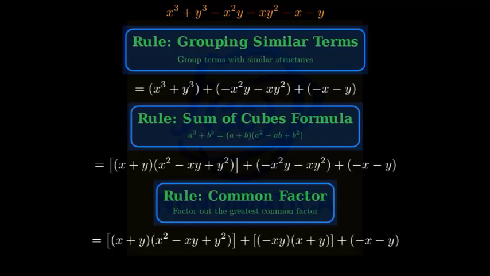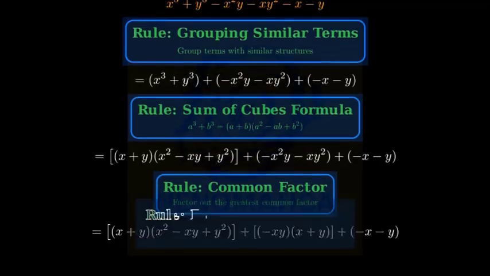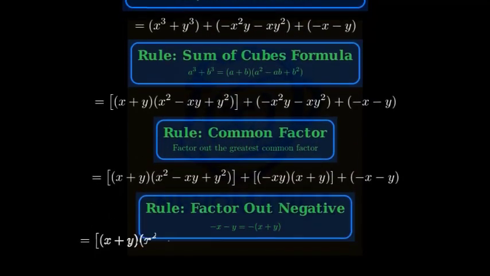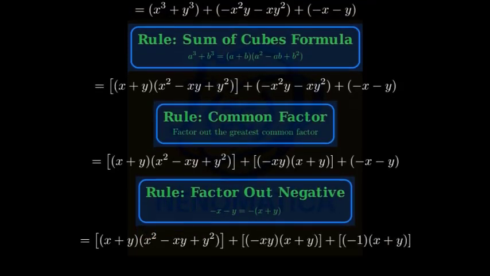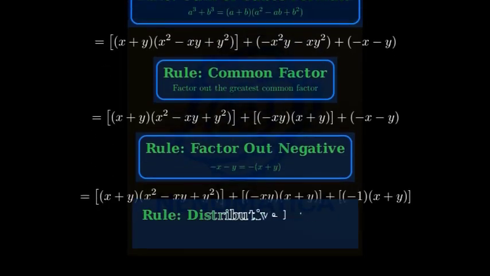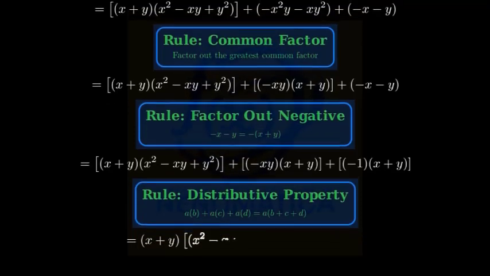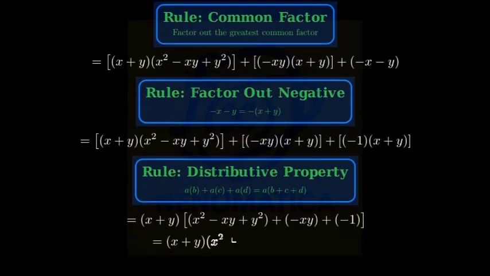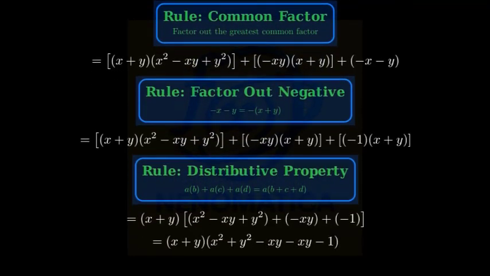Step 4. For the last group, we can factor out −1. −x − y becomes −1 times (x + y). Step 5. Now that we have a common factor of x + y in all three groups, we can factor it out from the entire expression. This gives us (x + y)(x² − xy + y² − xy − 1).